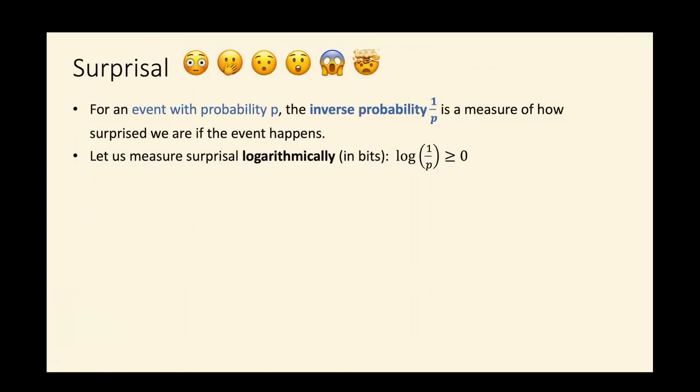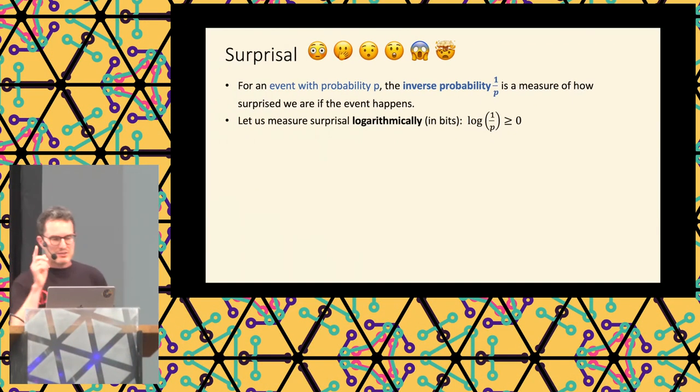Okay, because now we start wondering how surprised we are. So if you have an event with some probability p, then the inverse of this probability, 1 over p, is a measure of how surprised we are if this event happens. If you have a small probability, then we are extremely surprised if it happens: 1 over p is going to be huge. If you have a big probability to start with, well, not so surprised. I mean, of course it happens. But the funny thing, and bear with me, we're going to measure this logarithmically in bits. So we're actually going to look at the log of 1 over p. And this is a positive number because of the rules we saw before.